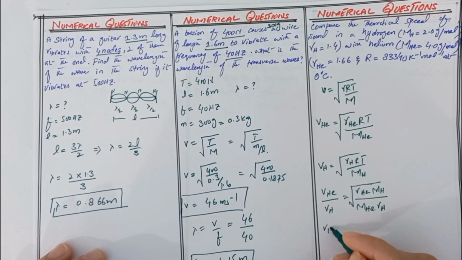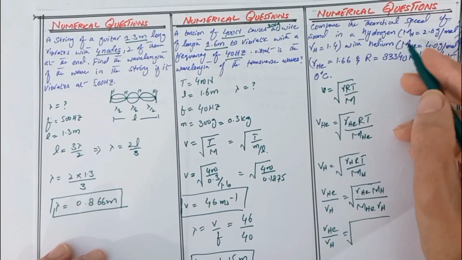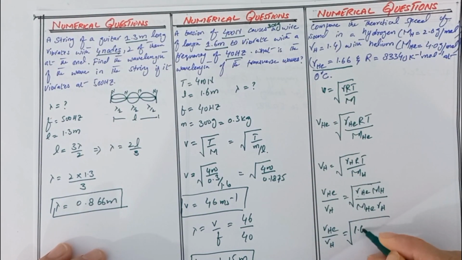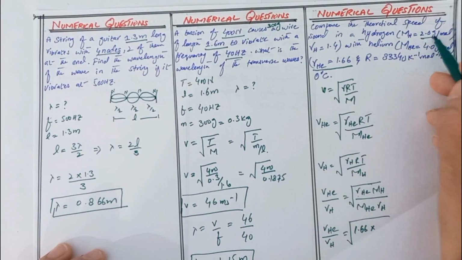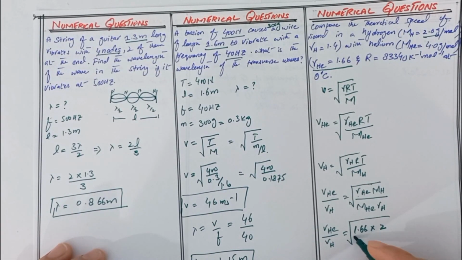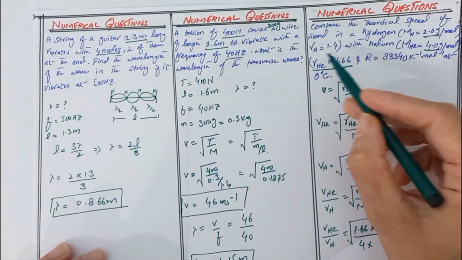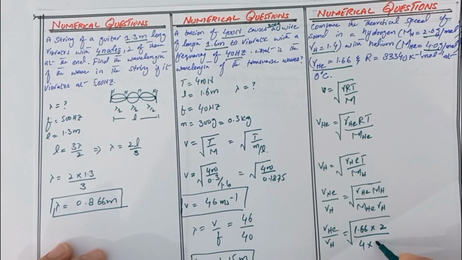Now put the values here. The gamma factor is given: gamma_He is 1.66, M_H is 2.0 and the mass of helium is 4.0. The gamma factor of hydrogen is 1.4. So finally we get v_He over v_H is equal to 0.77. So the velocity of helium is 0.77 times the velocity of hydrogen.